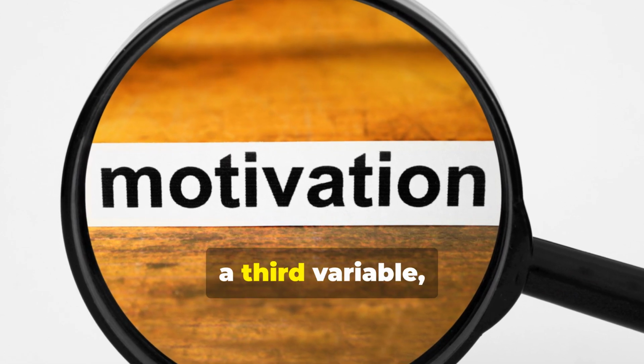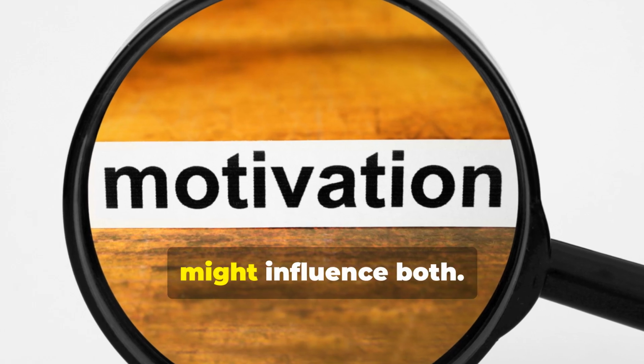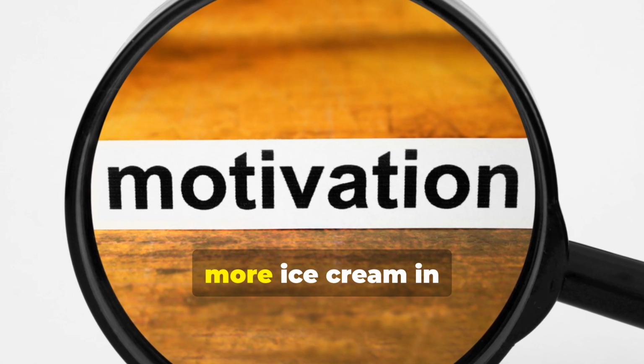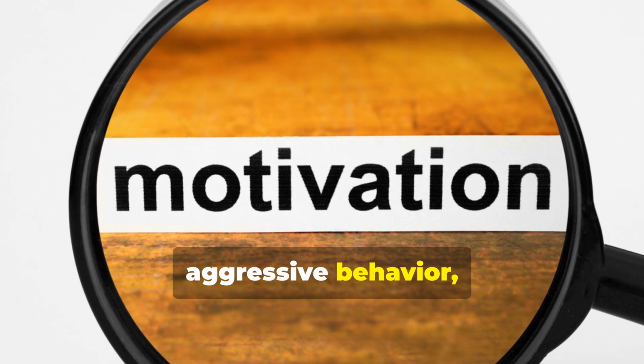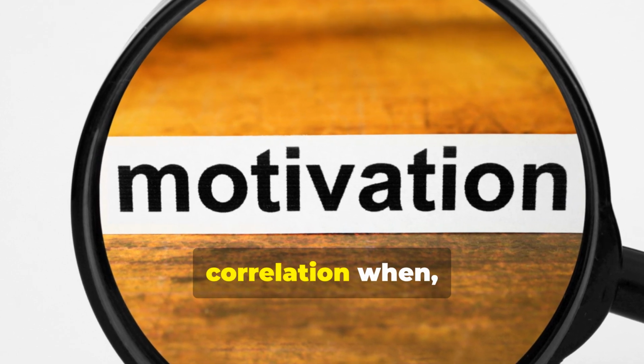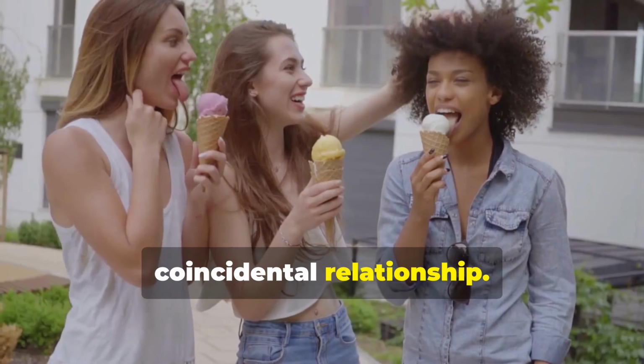In reality, a third variable, like hot weather, might influence both. People tend to eat more ice cream in the summer, and warmer temperatures could lead to more aggressive behavior, creating the appearance of a correlation when in fact it's just a coincidental relationship.